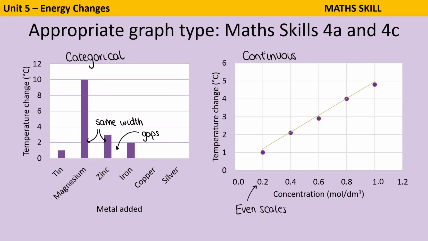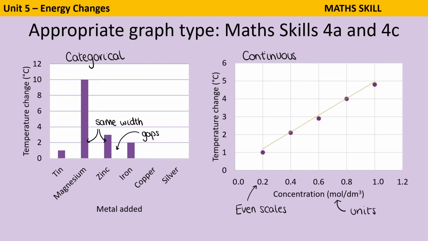It's very rare that they ask you to draw your own scales, but if they do, make sure that they're even, so they're going up in even amounts. I couldn't have 0.2 and then 0.6 and then 1.2. They need to go up by the same division each time.